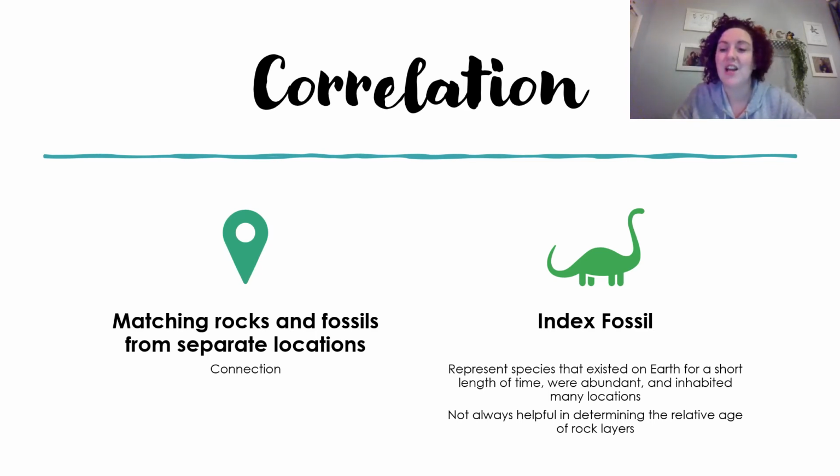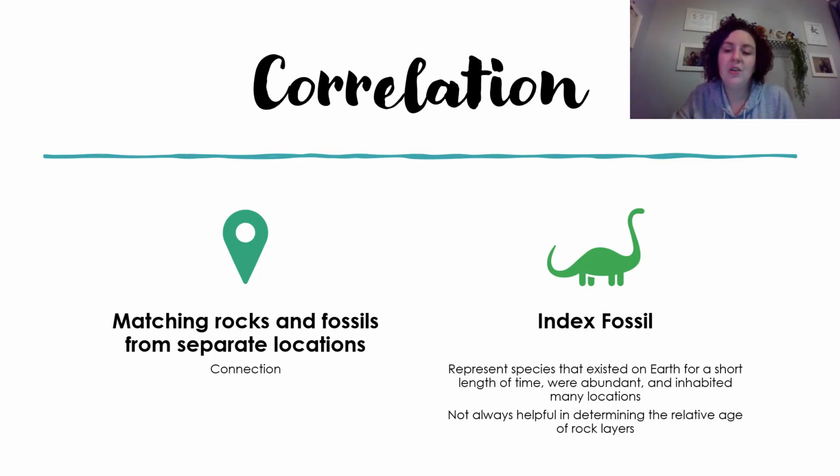Love index fossils. These are fossils that represent a species that existed on Earth, but they only existed on Earth for a very short amount of time, but there was a lot of them at that time. And they inhabited more than just one location. So these are organisms that basically just had this baby boom over a short period of time. And they were able to migrate, or they had multiple of these species all around the world at this point in time.